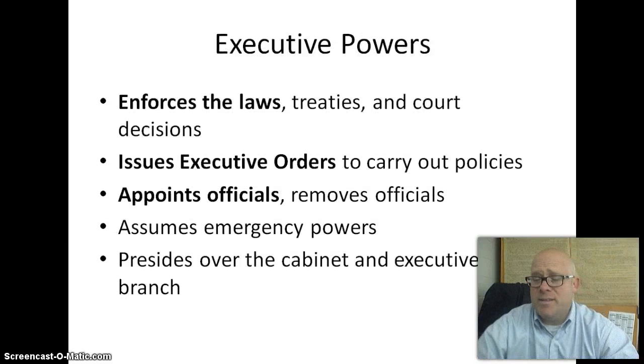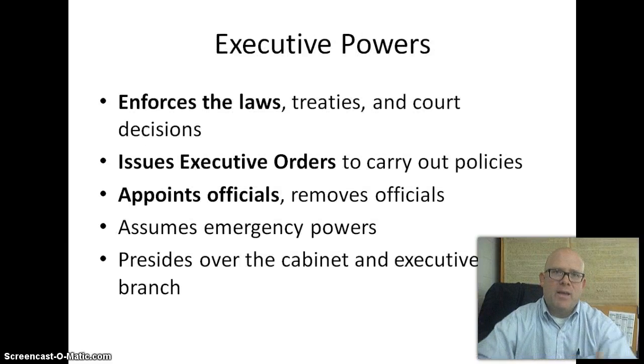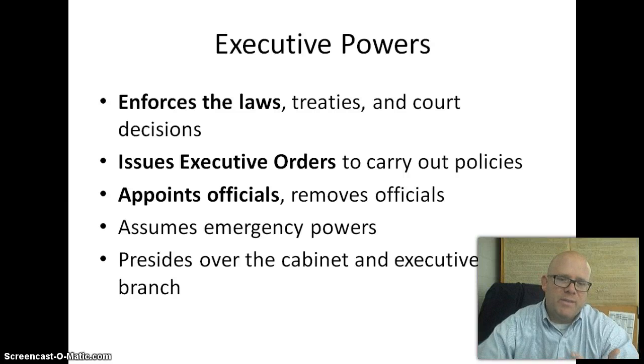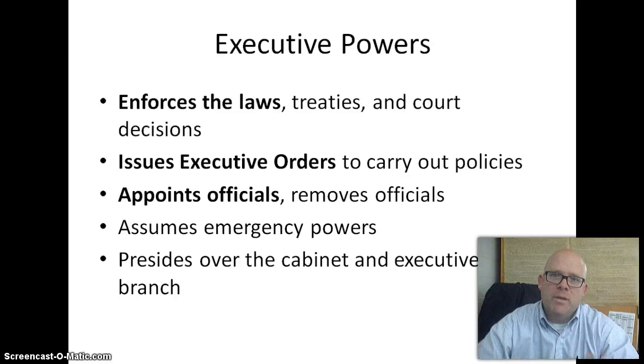All right, let's take a look at executive powers first. The main job of the President of the United States is to enforce the laws passed by Congress, to enforce treaties that are negotiated by the executive branch and ratified by the Senate, and to enforce court decisions made by the Supreme Court. They carry out the actions of the other two branches.